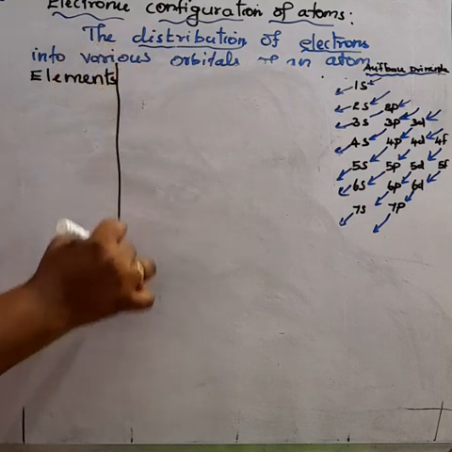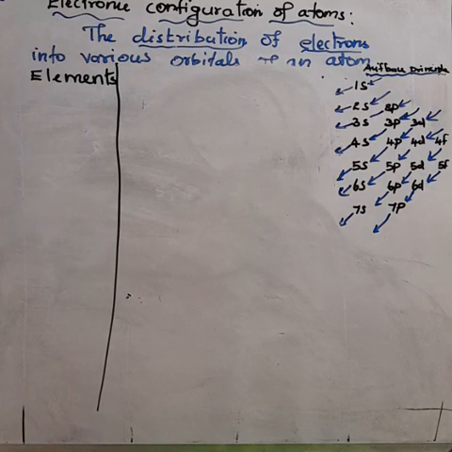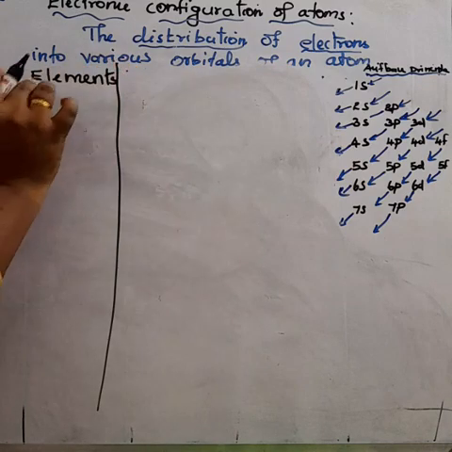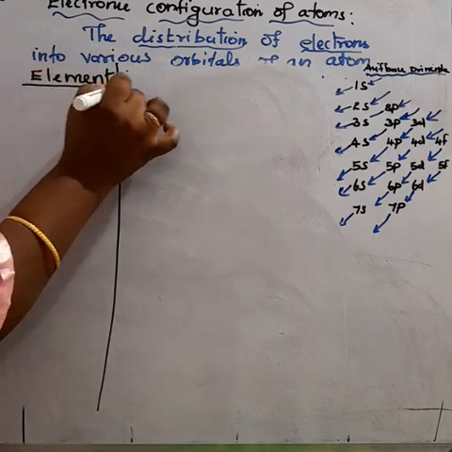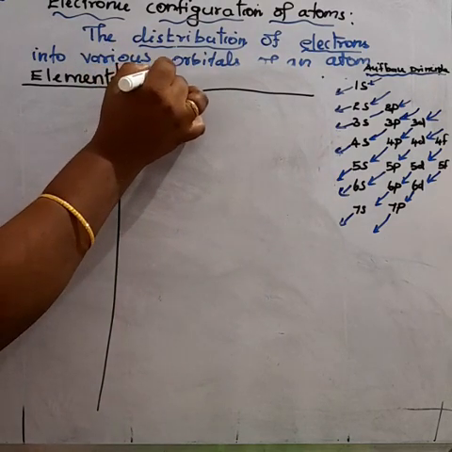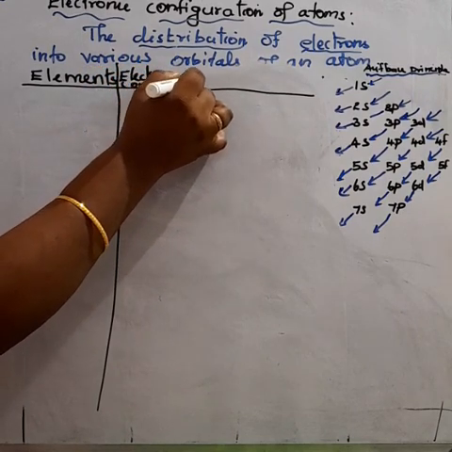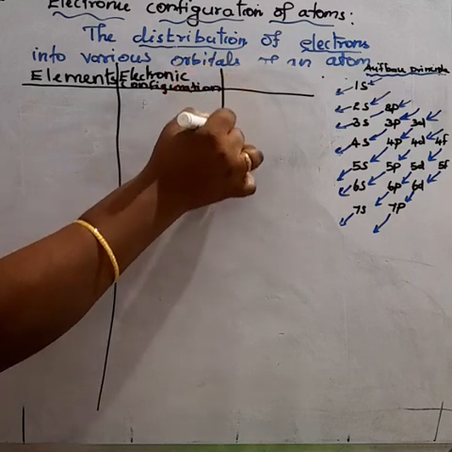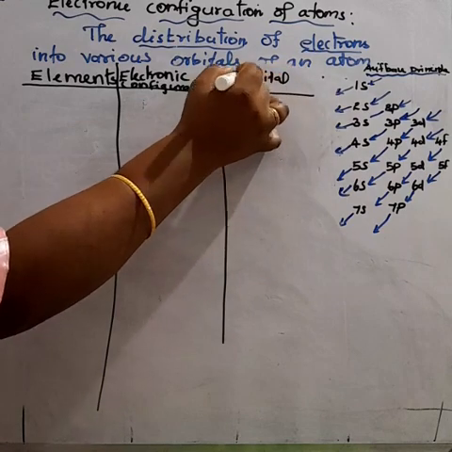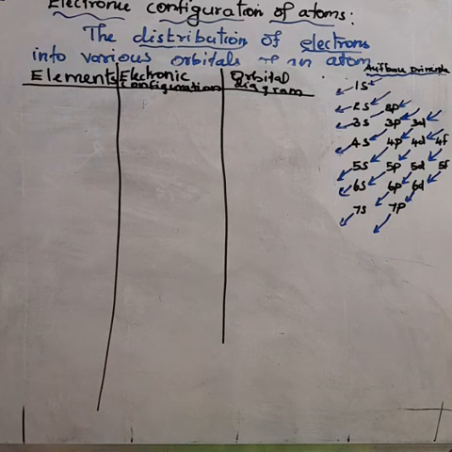We already explained this in previous classes, but once again I will recall it now. First the element, then the electronic configuration, and then the orbital diagram. The first element is hydrogen, H.